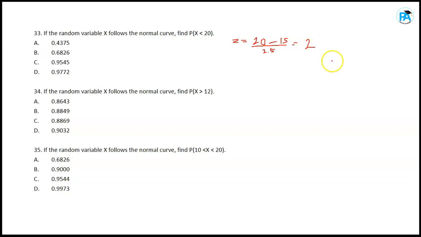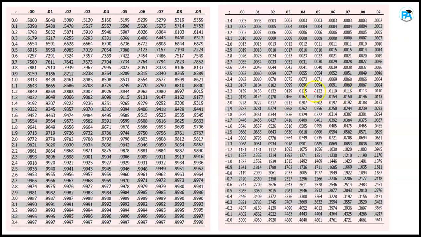So what this means is that you should check positive 2 on the z table. If 0 is at the middle here, what would 2 be? Let's say 2 will be somewhere here. And the question says x less than 20, meaning z less than 2. Less than means this side, greater than means this side. So let's look for 2 on the table. 2.00 gives you 0.9772.